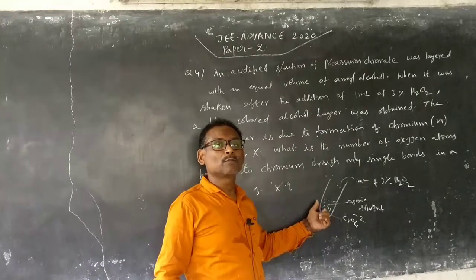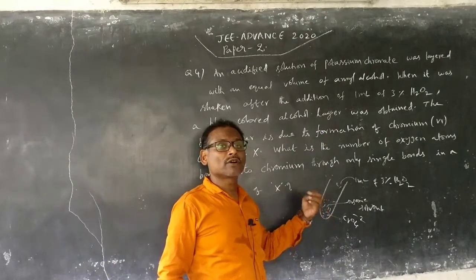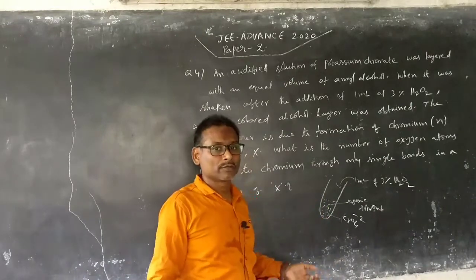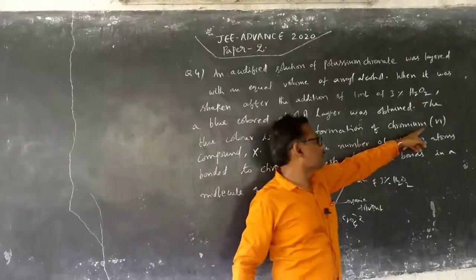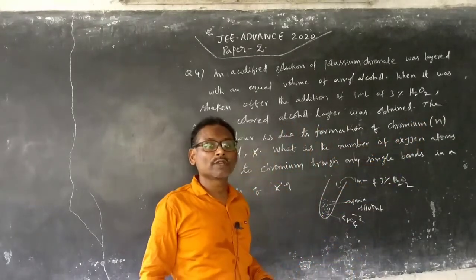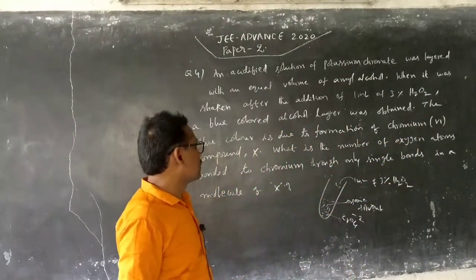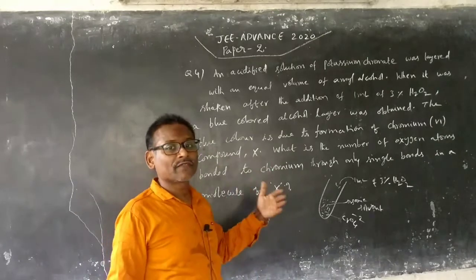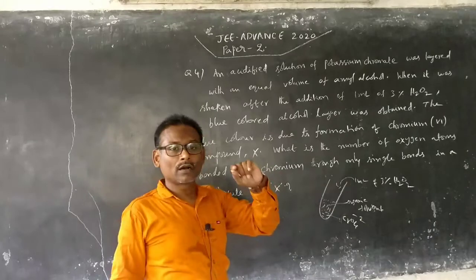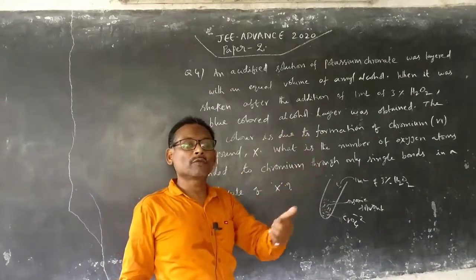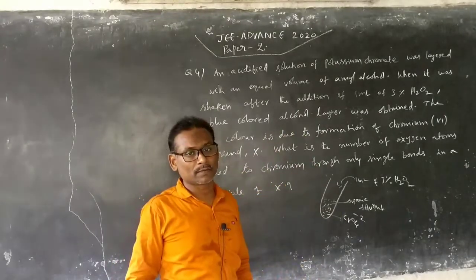And he is saying that the blue color is due to the formation of a chromium 6 compound, referred to as X. That means the oxidation number of chromium is +6. So can you identify that compound, and then report how many oxygen atoms are connected to chromium through a single bond? That is the question here.